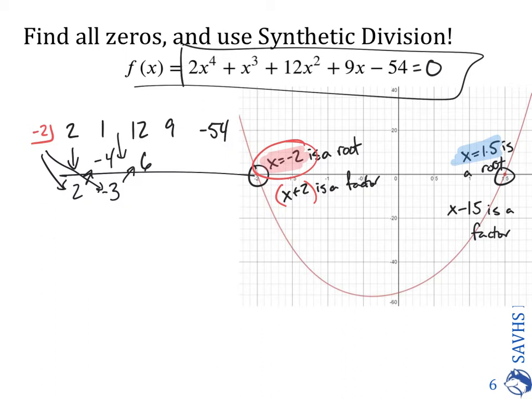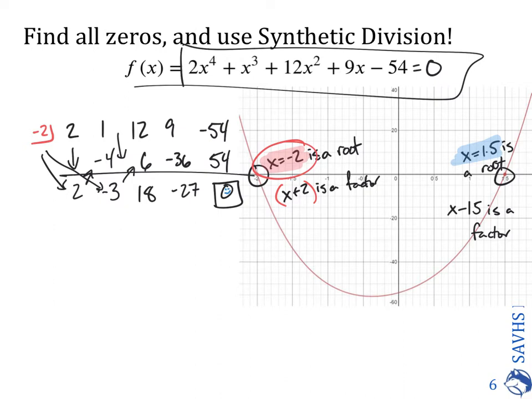18. Multiply across, you get negative 36. Add down, you get negative 27. Multiply across, you get 54. Add down, you get 0. Your remainder is 0, and that makes you happy.